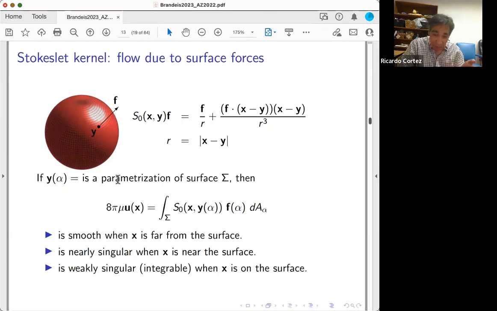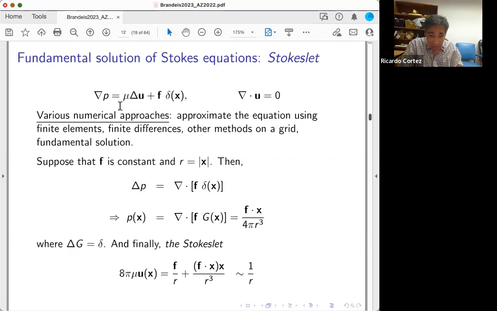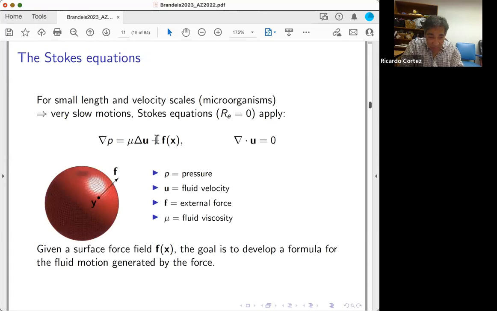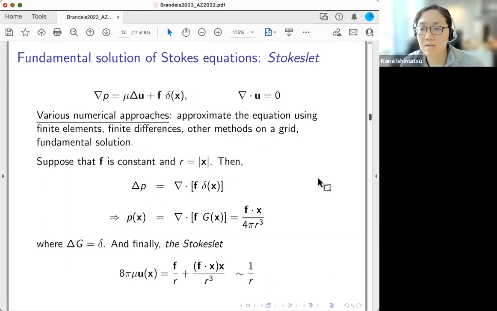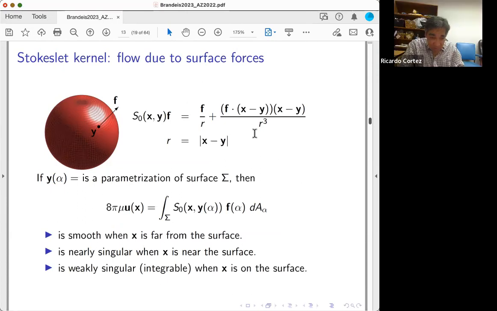But you could discretize the differential equation itself, right? You could take the Stokes equation and just put a grid or something like that, like finite differences. So you can discretize this differential equation. That would be a different method for solving this. Yeah, thank you. I'm just going to use the fundamental solutions. And so this is the kernel, the Stokeslet.